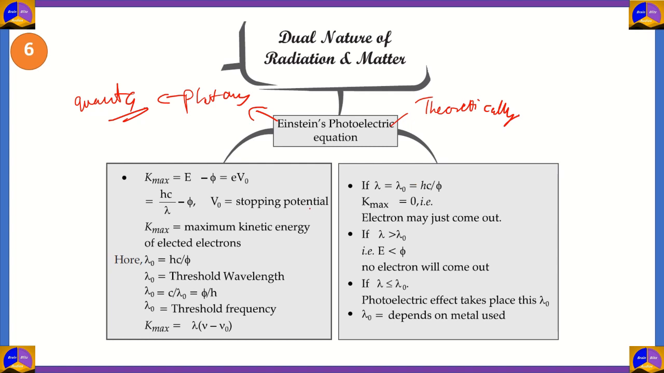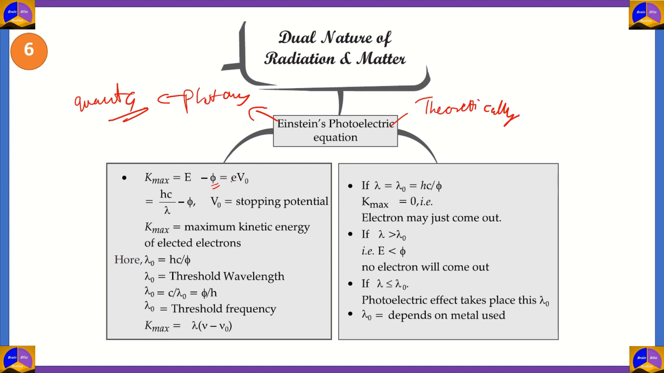According to Einstein's photoelectric equation, the emission of a photoelectron is the result of interaction of a single photon with an electron in which the photon is completely absorbed. So that means the energy is absorbed and then the electron gets released. The minimum amount of energy required to eject an electron is called the work function. Phi, the work function, is defined as the minimum amount of energy required to eject an electron.